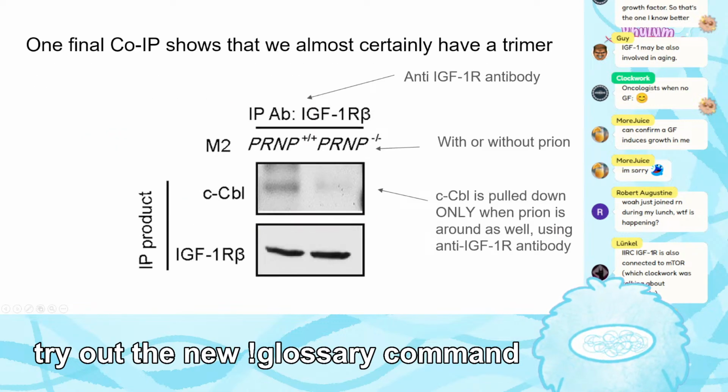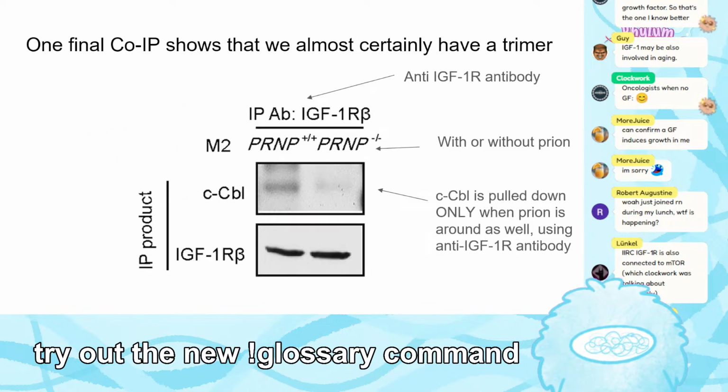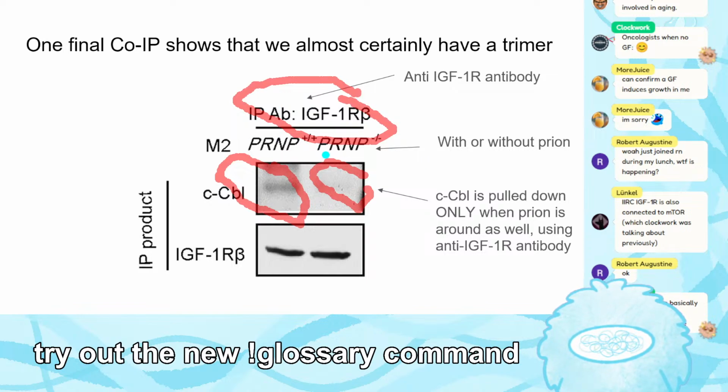So, one final co-IP shows that we almost certainly have a trimer, right? I had said before that we had the co-IPs that show this interaction exists. We also see this interaction existing. One more shows that when you fish using the growth factor antibody, you can actually fish out the protein destroyer when you have the prion protein, but when you don't have the protein, you don't end up fishing that out. So this has all three parts: a fishing rod that binds the growth factor receptor, the lack and presence of prion protein, and the third component, the protein destroyer.